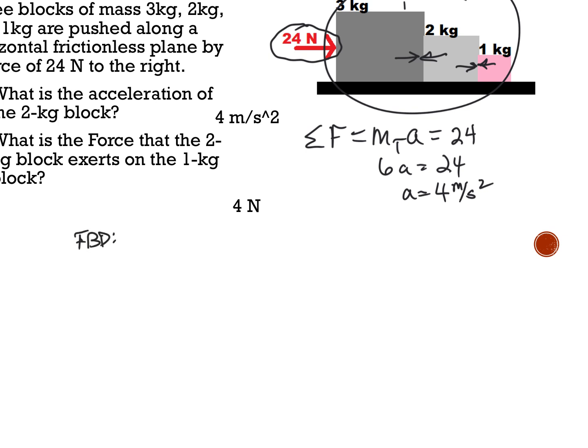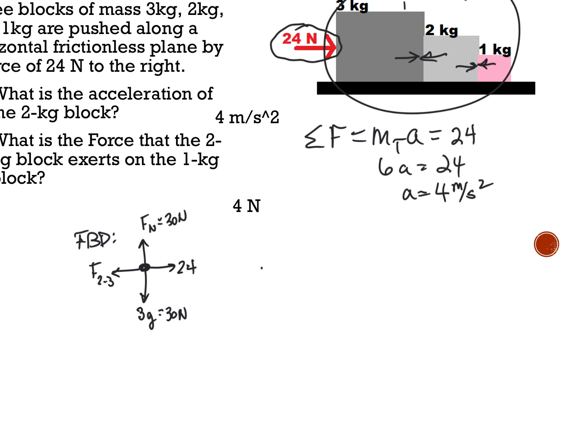2 kilogram on the 1 kilogram. So the 2 kilogram block is here. Let's do the 3 first. So the 3 kilogram block has a 24 this way and has the force of 2 onto 3. It has 3g this way, which is 30, so we'll just call this 30 newtons. And this way, we don't worry about the frictionless plane. So this is the normal force, which is 30 newtons.